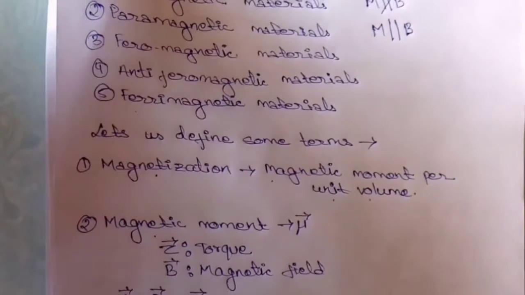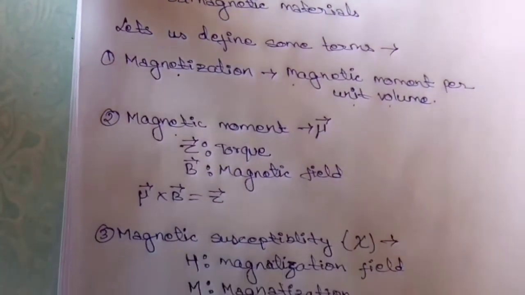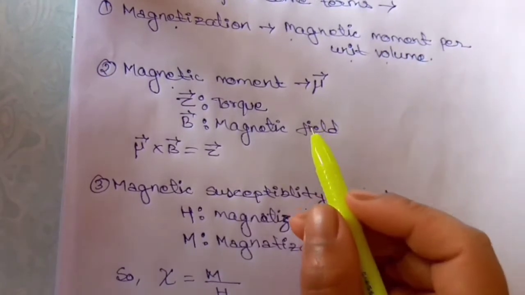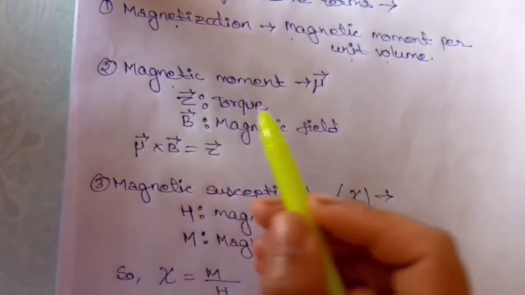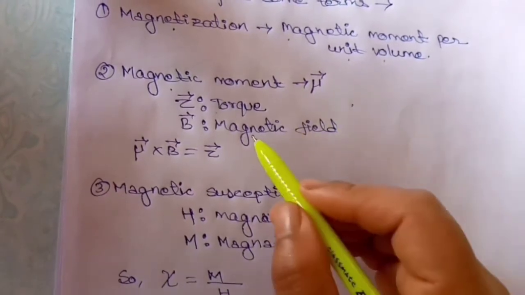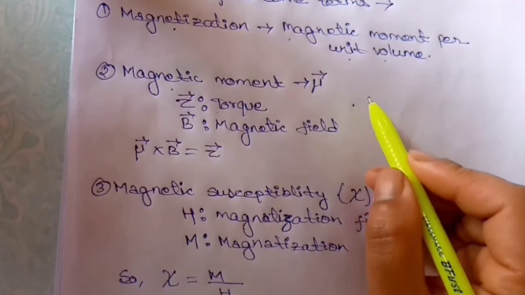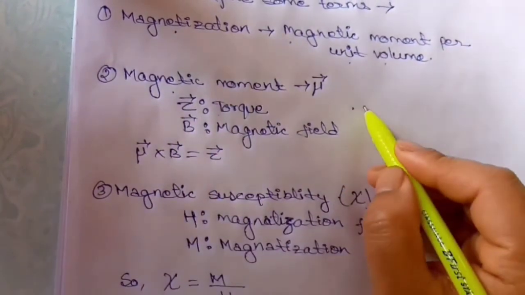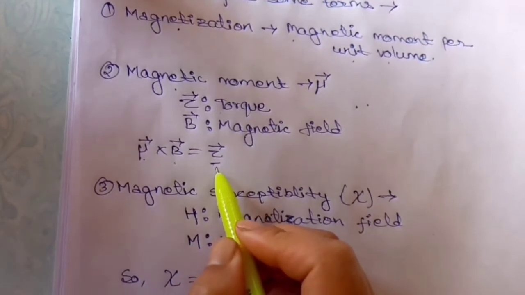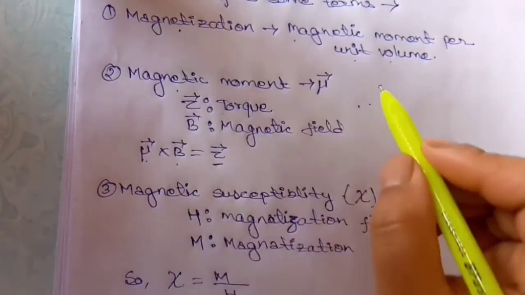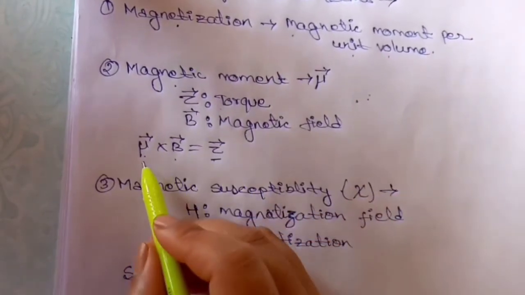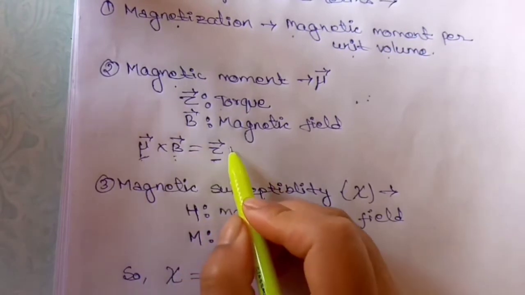When two opposite poles forming a system are separated by a small distance, it is well known as a magnetic dipole moment. If this dipole is placed in an external magnetic field, it experiences torque and rotates itself in a particular direction. If tau is the torque experienced by the dipole in the magnetic field, then the magnetic dipole moment is defined by mu cross B equals tau.